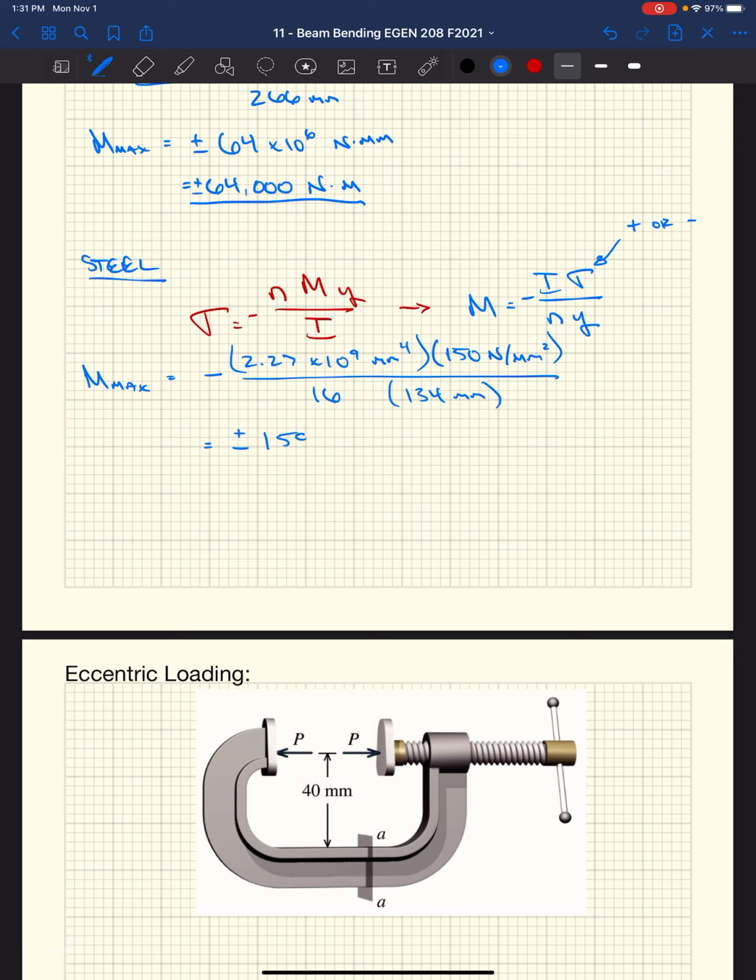So 159 times 10 to the 6th Newton millimeters, or our maximum moment is plus or minus 159,000 Newton meters. Right. Well, out of these two, the wood controls, right?